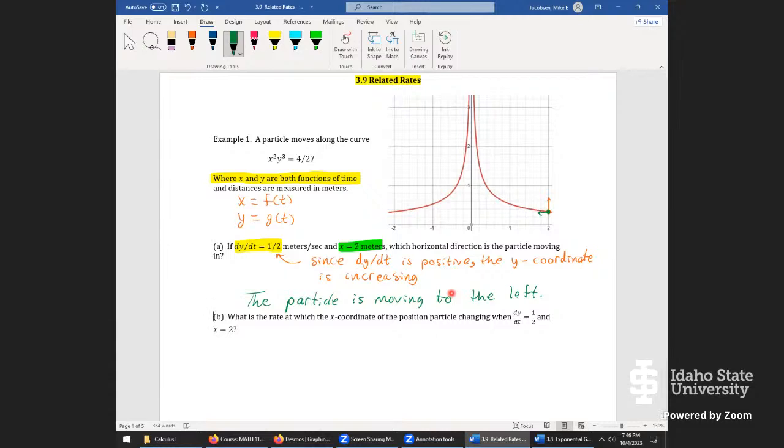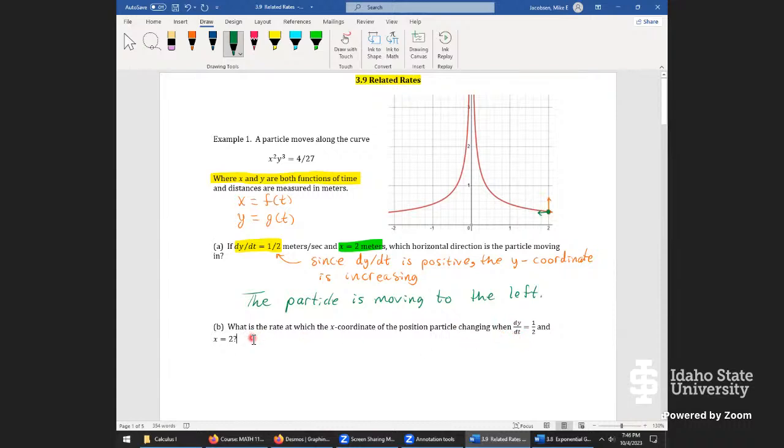Okay, now part B is asking us the following. What is the rate, that's a derivative now, at which the x-coordinate of the particle's position is changing when dy dt is a half and x equals 2? So we're keeping the same derivative right here. We're keeping the same position on x. We knew that the y-coordinate is increasing at a rate of 1/2 meters per second. But over here, we want to know how the rates are related. What is the rate at which the x-coordinate is changing?